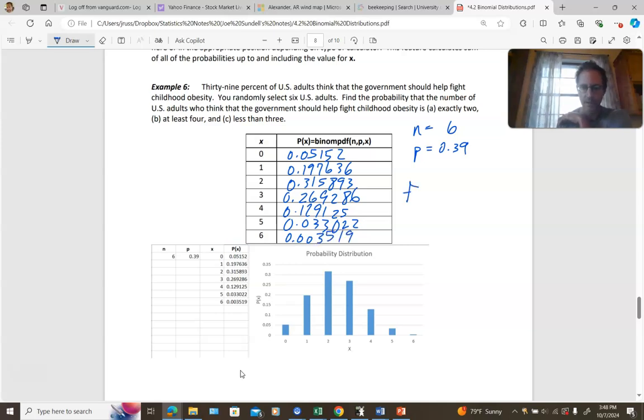Okay, I'm going to say that I used Excel. You can just as easily use your calculator if you want, the way I showed you in part 1, to find these, or you can just do them individually if you want. There's no wrong way to do it.